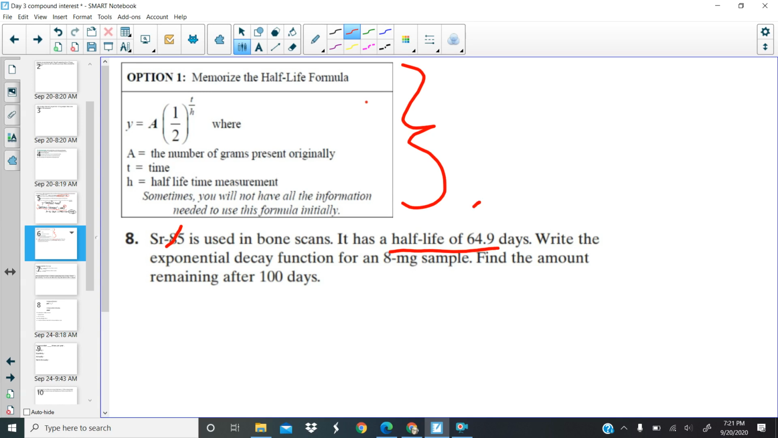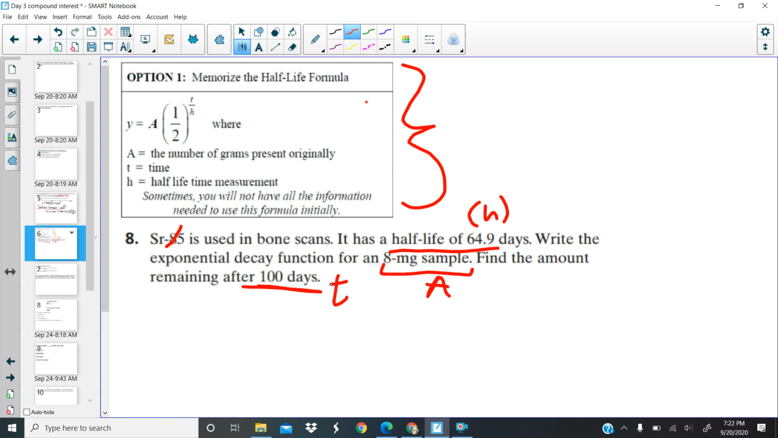So that is H. And then it says write the exponential decay function for an 8 milligram sample. So that's the number of grams or number of whatever. That's the amount that is present initially, so that is A. And then you want to find the amount remaining after 100 days. So that's going to be T.